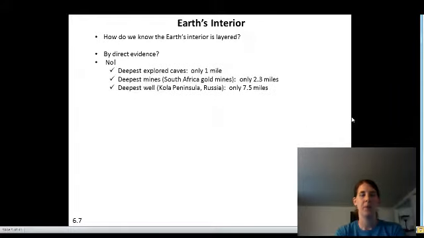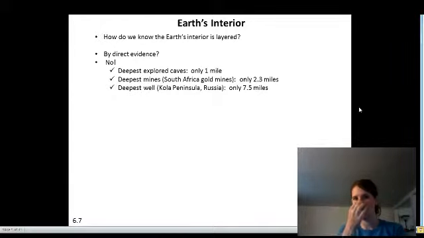No. The deepest explored caves on Earth are only about a mile in depth. The deepest mine is only 2.5 miles, and even the deepest well on Earth is only 7.5 miles deep. Remember we said the Earth's crust is anywhere from 3 to 50 miles thick. So you can see that the only way we would have even penetrated the crust is with this well.